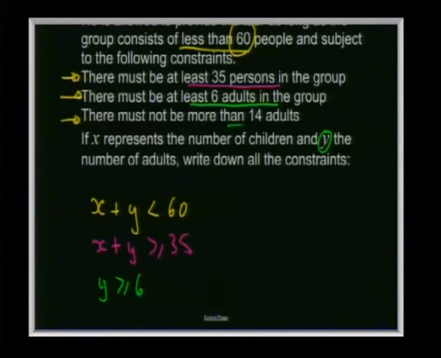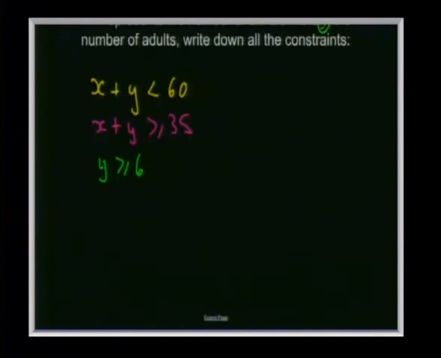No more than 14 adults. So we could write this as another constraint, or for those of you who would like to, you can combine those two constraints and say that y must lie between 6 and 14. Now, it doesn't matter which way you do it. If you want to do the two constraints or put the two into one, it's absolutely fine. Whichever way you prefer to do it is fine. And those are our constraints.